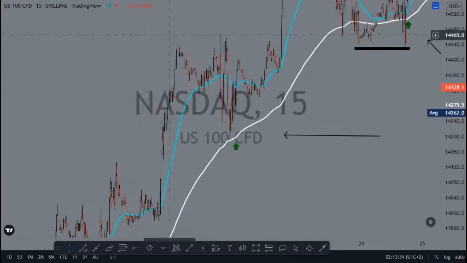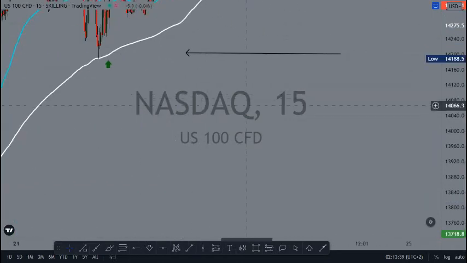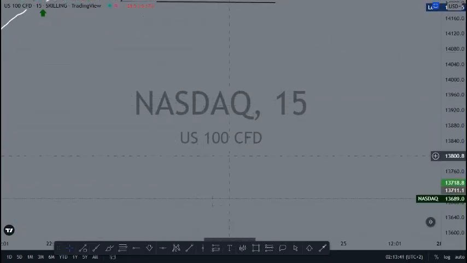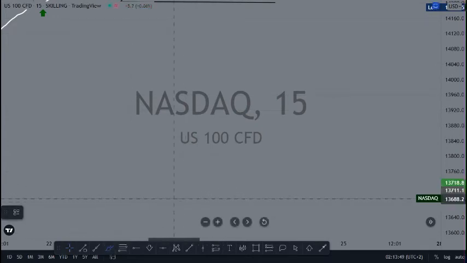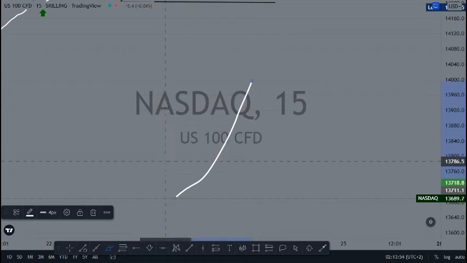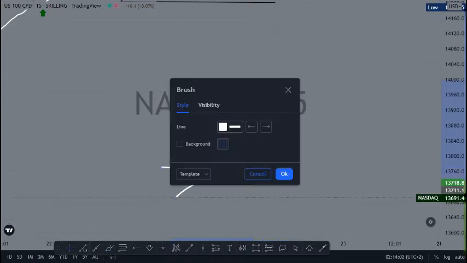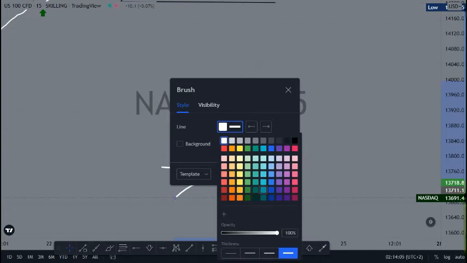So this was an example of an uptrend. I will show you again. An example of an uptrend looks like this. We get our 50/200 cross. This is our 50 cross, and this is our 200 cross. So let me change the 50 to this color.